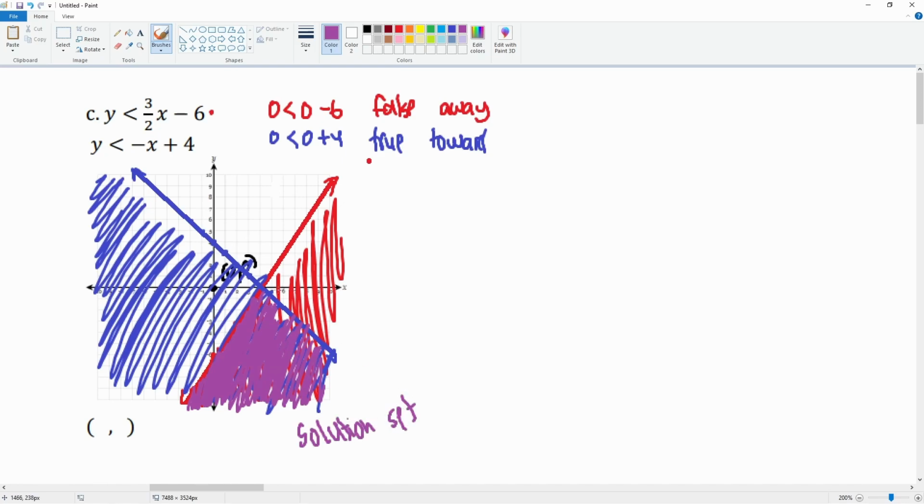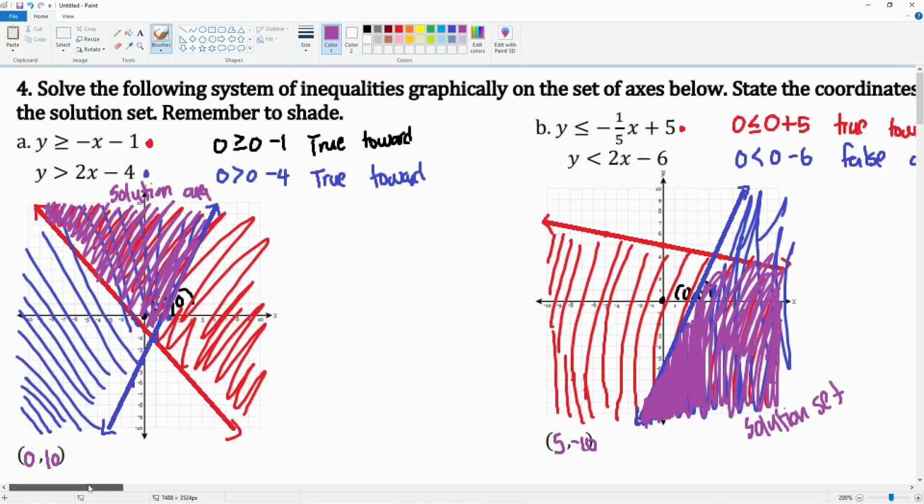And it looks like the point 4 comma negative 8 is somewhere in there. So that's within the solution set. All right, so there you go. That is how you graph the inequalities and figure out the solution set.